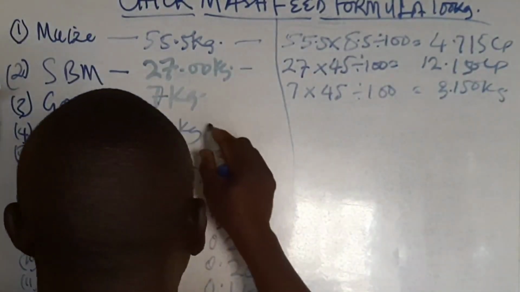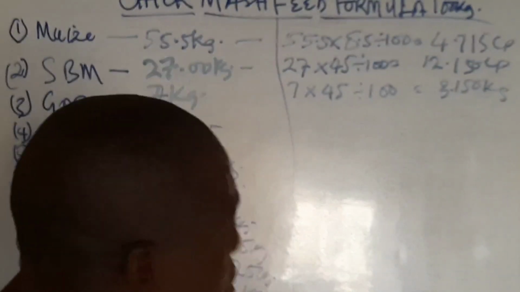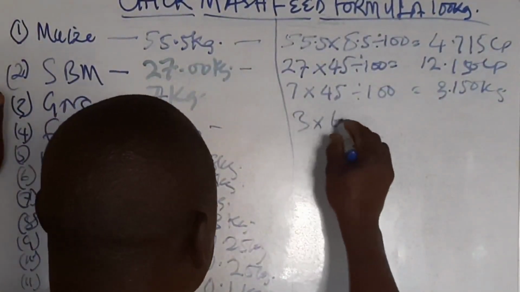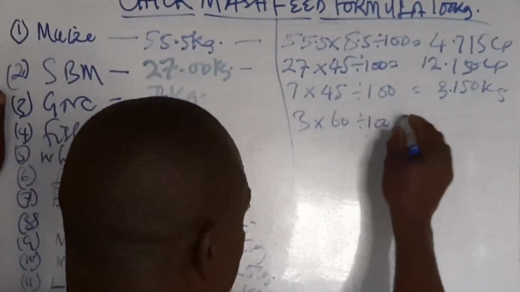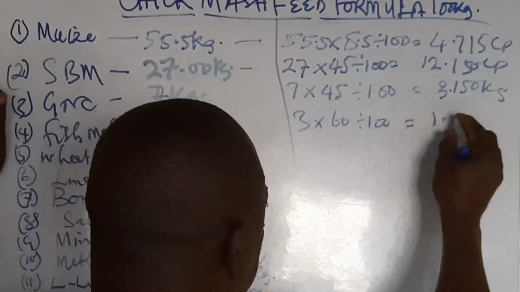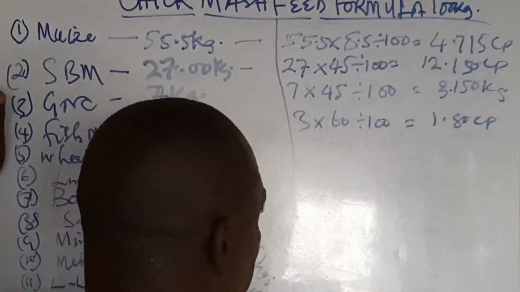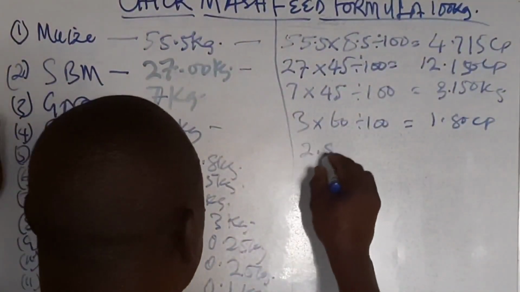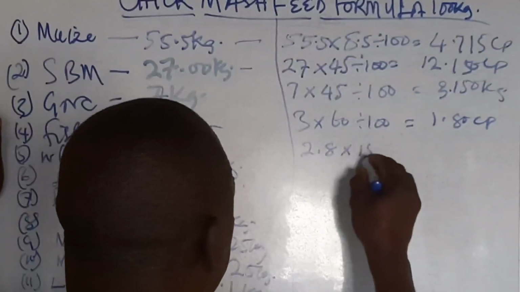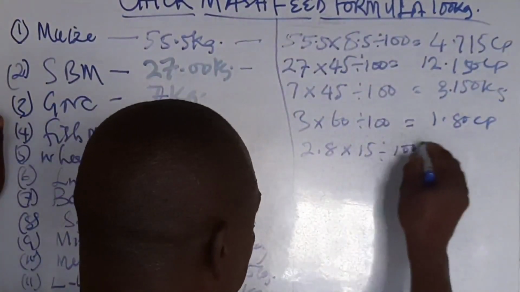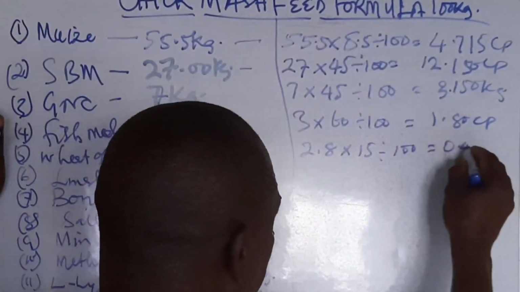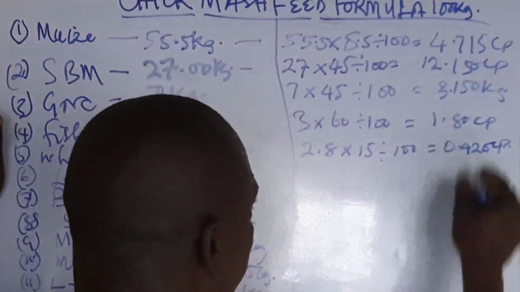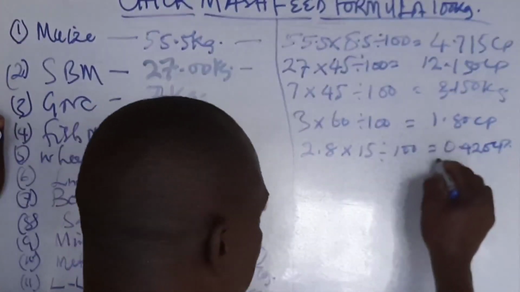Crude protein. Now fish meal. We're using local fish meal, which is 60% crude protein. This will give us 3 kg times 60 divided by 100. This will give us 1.80 CP. Next one is wheat offal. Wheat offal is 15%. This will give us 2.8 times 15 divided by 100, which will give us 0.420 CP.